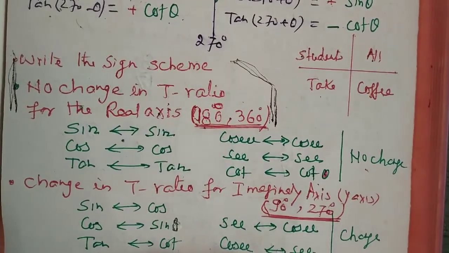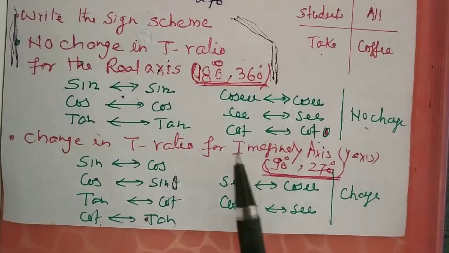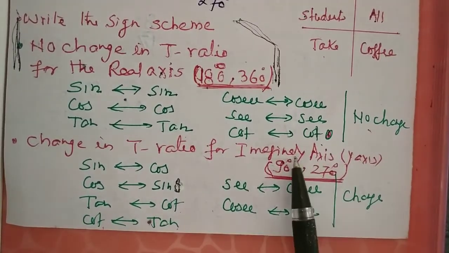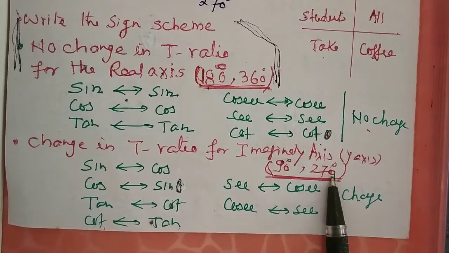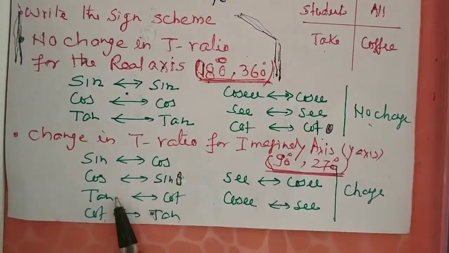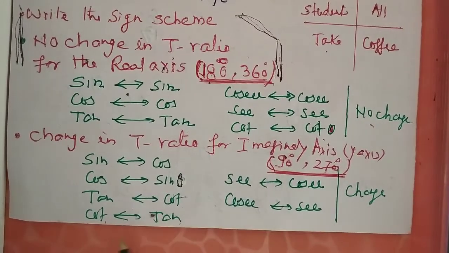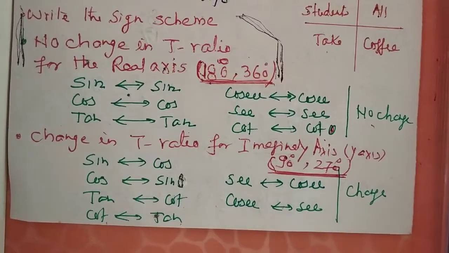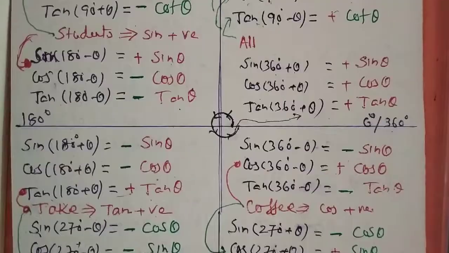But whenever you act on the imaginary axis, the y-axis is called the imaginary axis. The imaginary axis contains 90 degrees and 270 degrees. So on 90 and 270, sine becomes cos, cos becomes sine, tan becomes cot, cot becomes tan, sec becomes cosec, and cosec becomes sec.